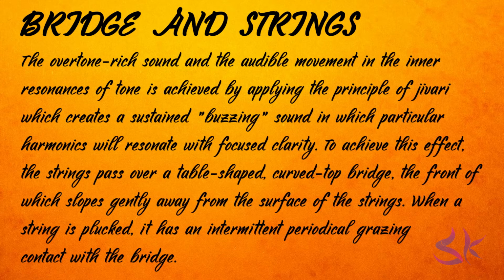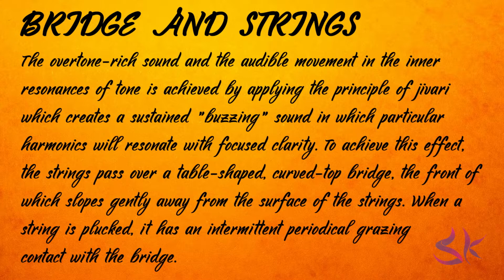The overtone rich sound and the audible movement in the inner resonance of the tone is achieved by applying the principle of Jivari, which creates a sustained buzzing sound in which particular harmonics will resonate with focused clarity. To achieve this effect, the strings pass over a table-shaped, curved top bridge, the front of which slopes gently away from the surface of the strings.